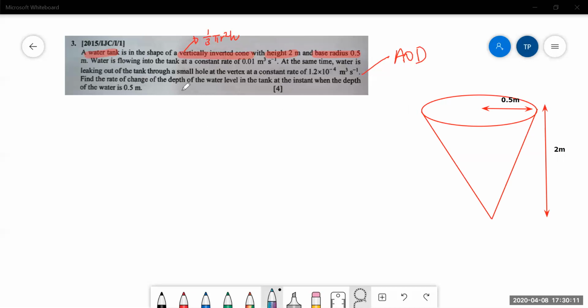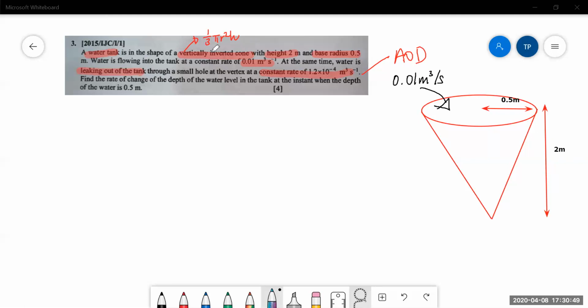Water is flowing into the tank at a constant rate of 0.01 meter cube per second. Water is going in at 0.01 meter cube per second. At the same time, water is leaking out of the tank. Important clue. Water is also leaking out through a small hole at a constant rate of this. Obviously it is smaller.